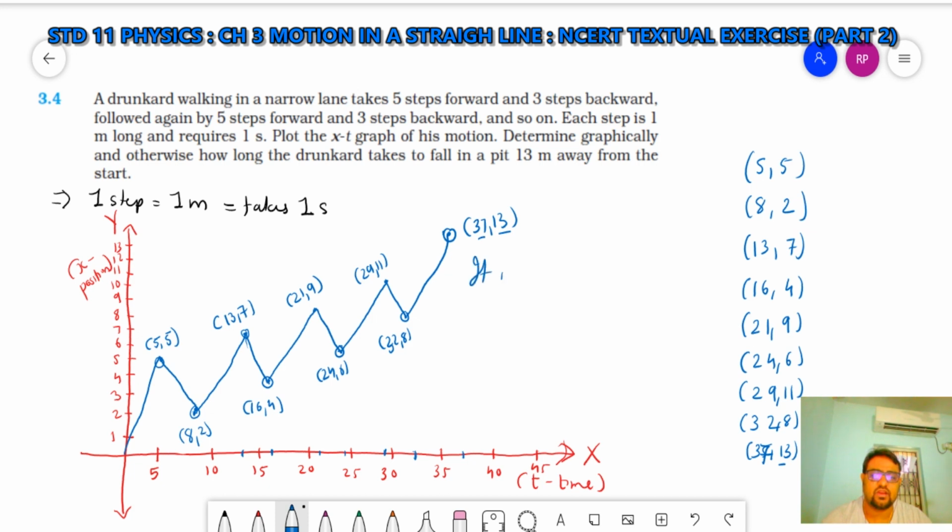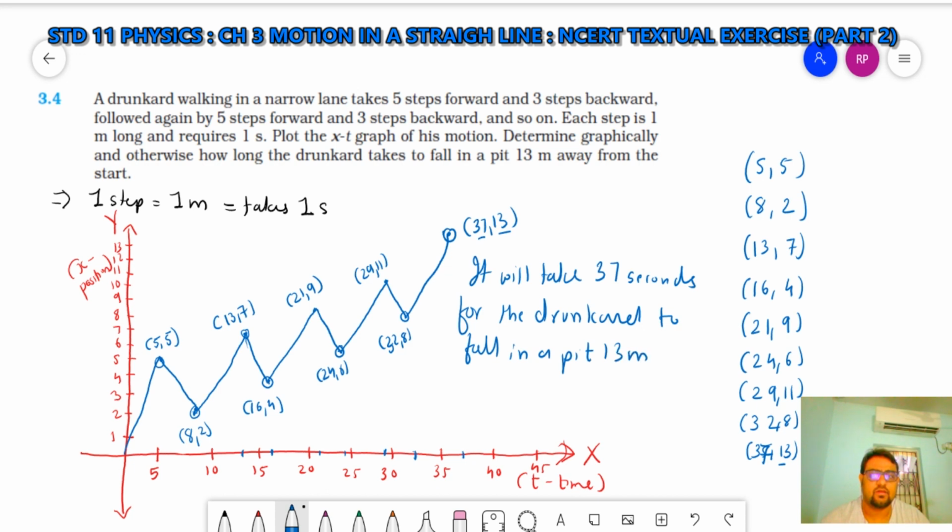So it will take 37 seconds for the drunkard to fall in a pit 13 meters away. Clear, students? So this was about 3.4. Note it down.